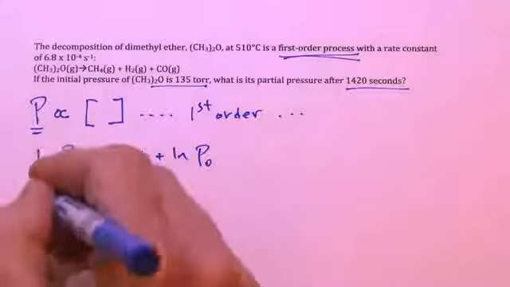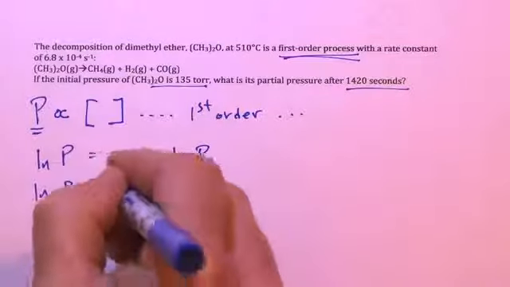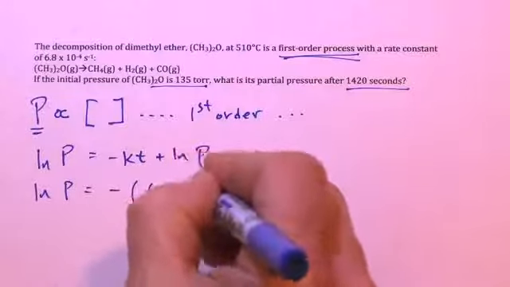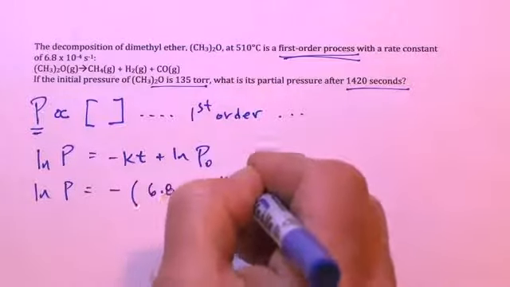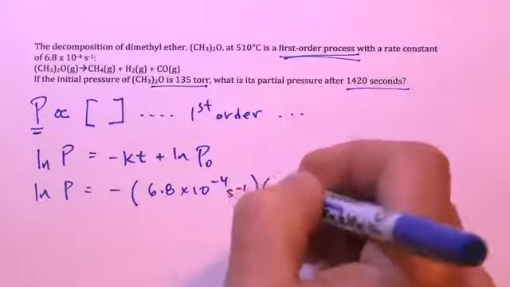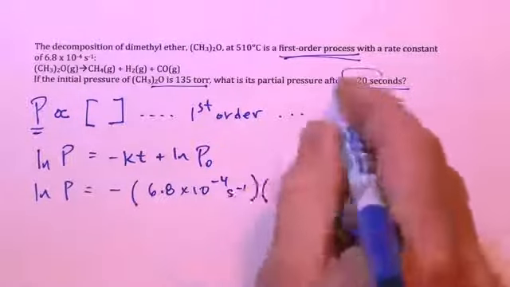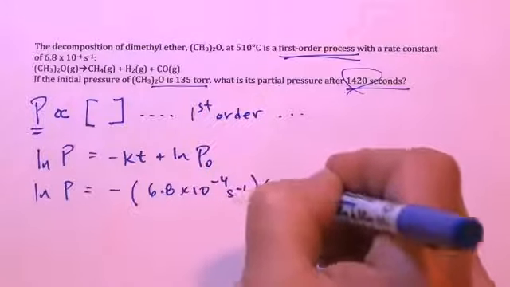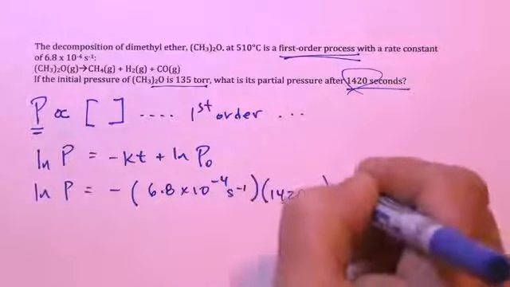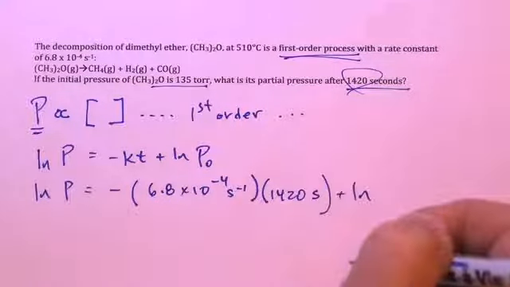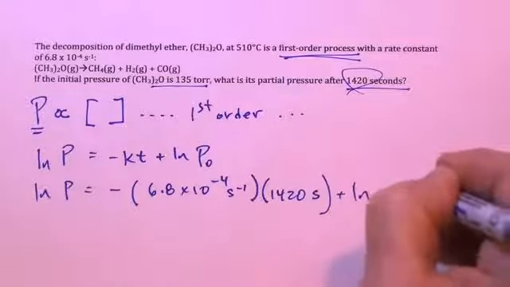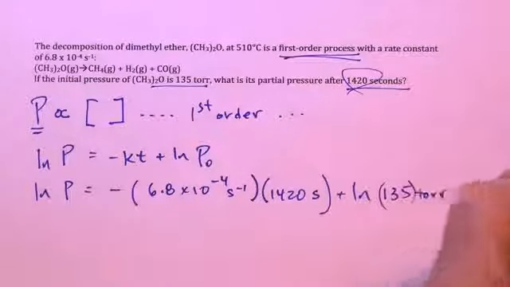So we can set up this equation and say the natural log of pressure at a given time is equal to negative the rate constant, which is 6.8 times 10 to the negative fourth per second, times the amount of time that it takes to get there, which is 1420 seconds. Make sure that you've got your units correct. Your seconds match with 1 over seconds, plus the natural log of the original pressure, which is 135 torr. So 135 torr, natural log of that.